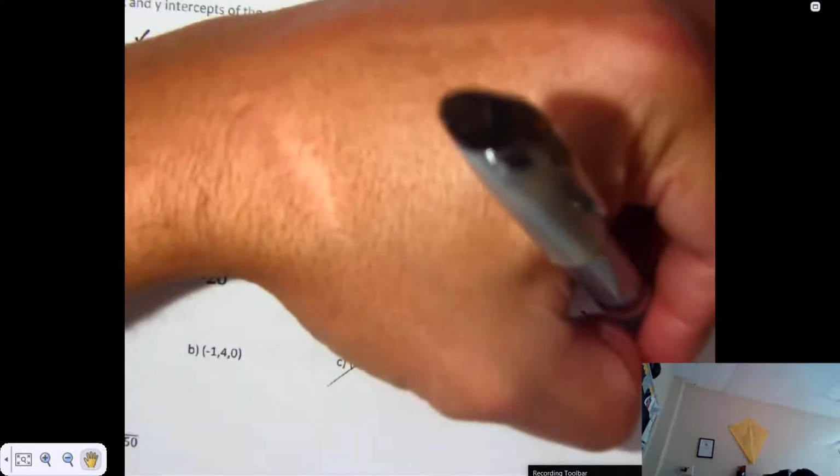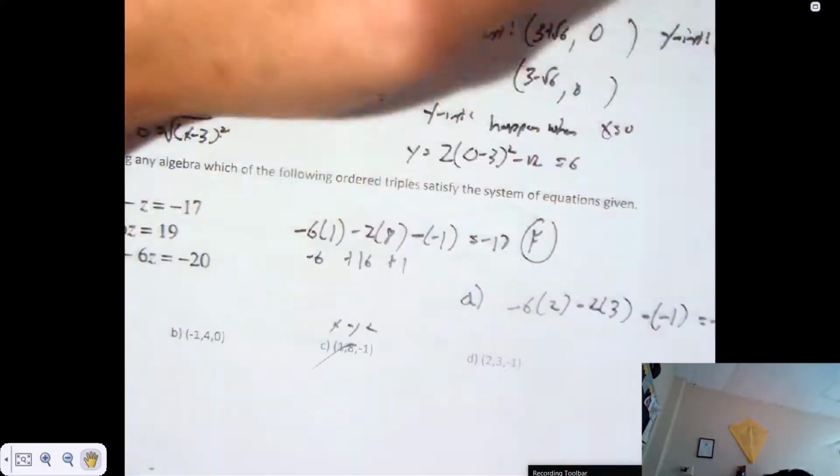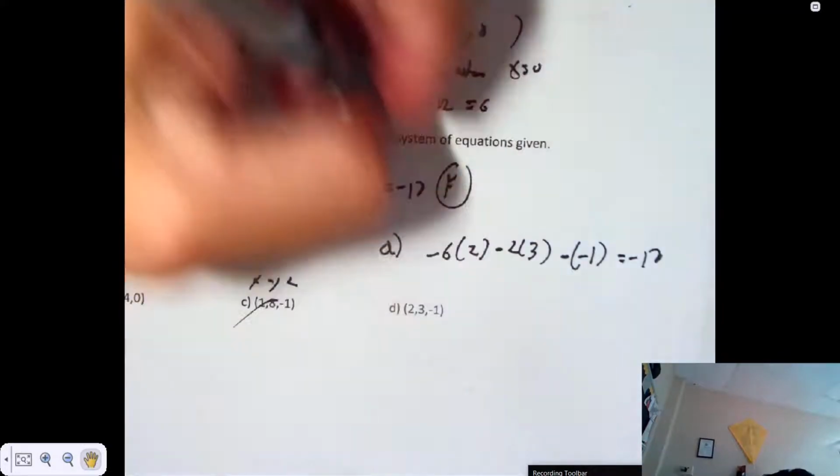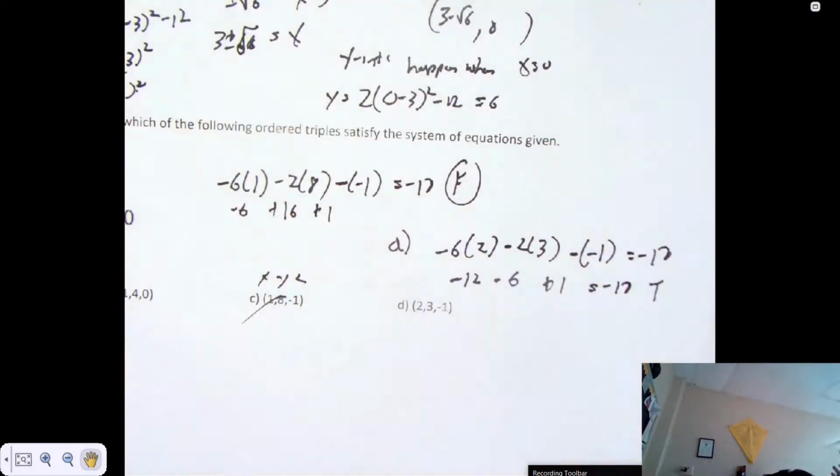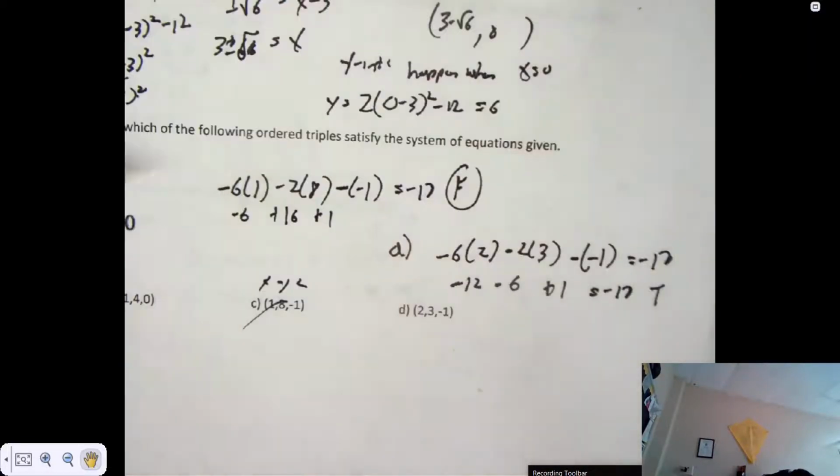Negative 6 times 2 minus 2 times 3 minus, z is a negative 1, must be a negative 17. Let's see what this gives us. That is a negative 12. That is a negative 6, and that is a plus 1. That is a negative 17. This is true. Now, you have to be true in all three equations, so you need to be plugging this in the other ones.